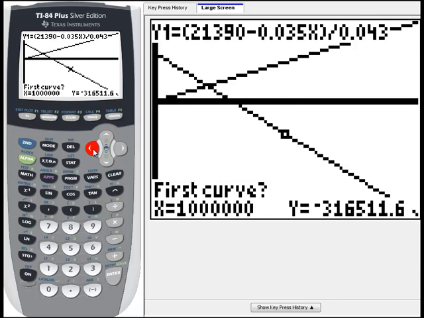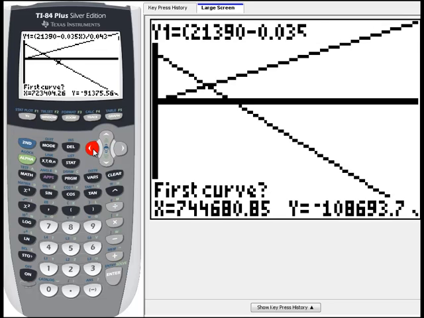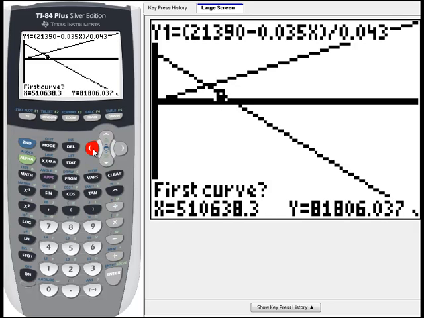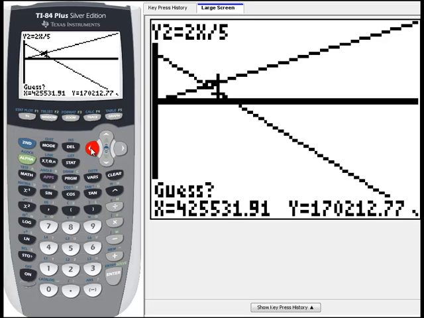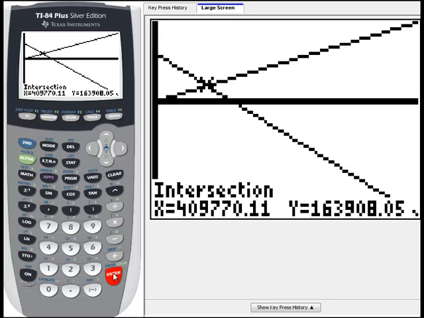Is that y1 the first curve? Yes. Is that our second curve y2? Yes, by pushing enter. For a guess, moving the calculator cursor over a little bit and enter. Okay, have these numbers here. I suppose it's time to go back to our paper and start recording things.